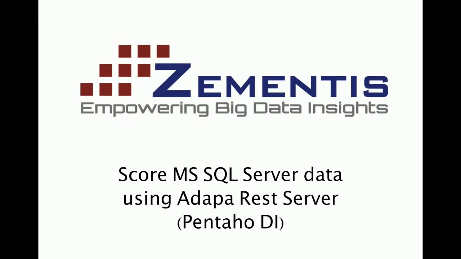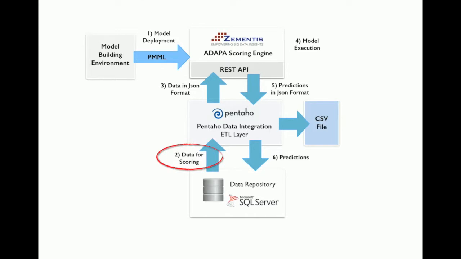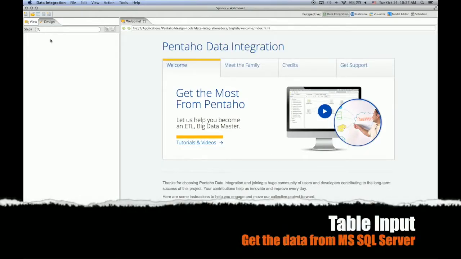Welcome! In this demo, we will show you how to score data from Microsoft SQL in ADAPA using Pentaho Data Integration. Assuming that a PMML model is already deployed in ADAPA, we'll retrieve data from the database, convert it to JSON format, score it using ADAPA's REST API, capture predictions from the scoring engine, and write the results out to a CSV file. We'll be using the El Niño dataset and corresponding neural network model in this example.